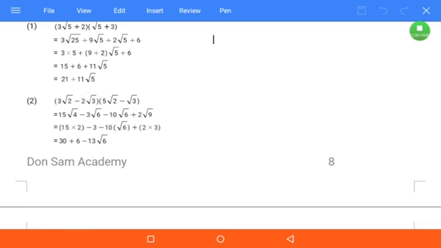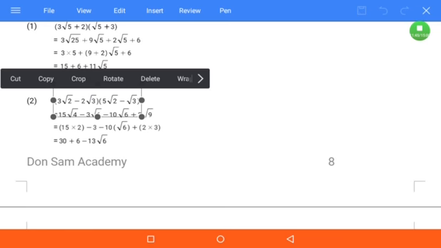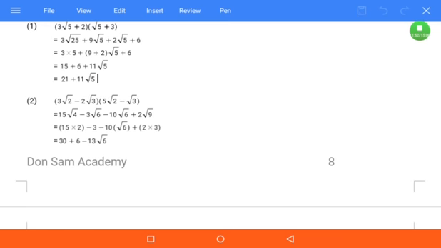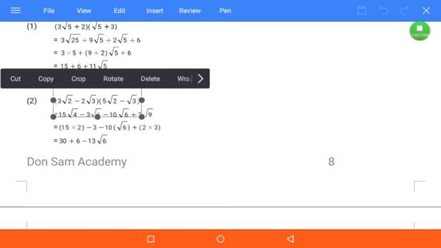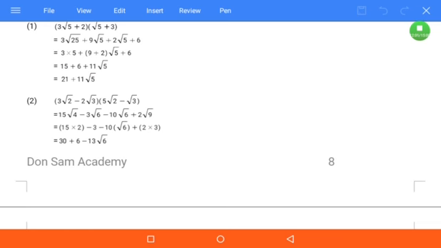Next, minus 2 root 3 times 5 root 2. That will give us minus 2 times 5, minus 10. Root 3 times root 2, root 6. Next, minus 2 root 3 times minus root 3. Minus times minus is plus. 2 times 1, 2. And root 3 times root 3, 3. Or you say root 9, which should still give us 3.